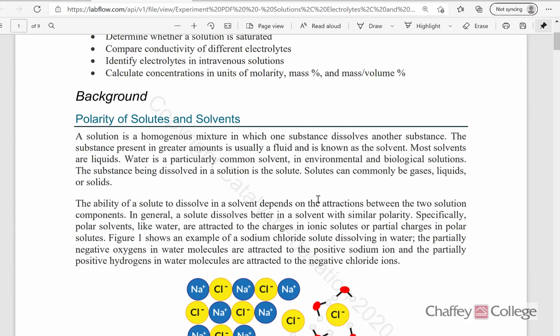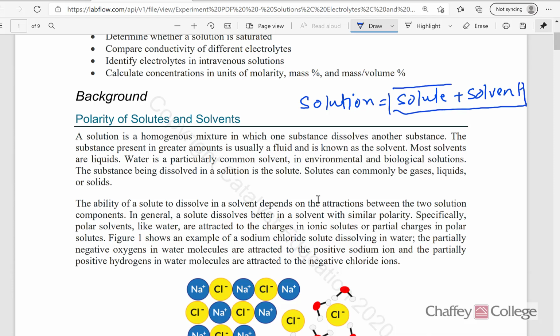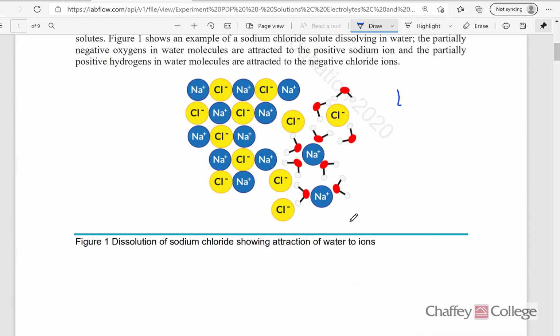As we discussed in the theory part, or in the lecture part, a solution is made up of two components. It contains a solute and a solvent. Both solute and solvent are evenly distributed, and that kind of mixture is known as a homogeneous mixture. So a solution is a homogeneous mixture in which one substance dissolves in the other substance. There is a universal law which we say: like dissolves like.